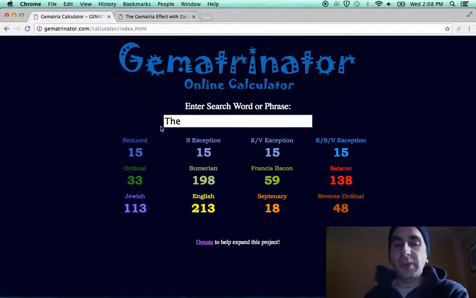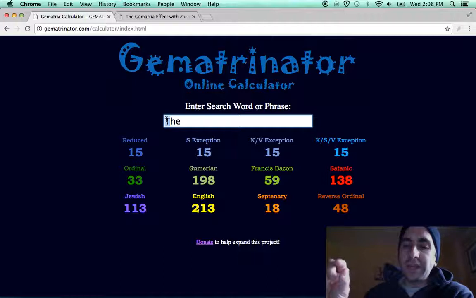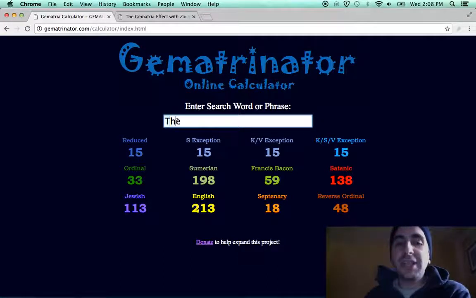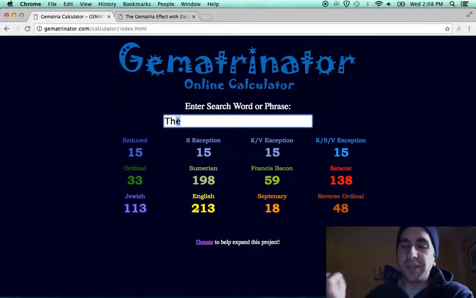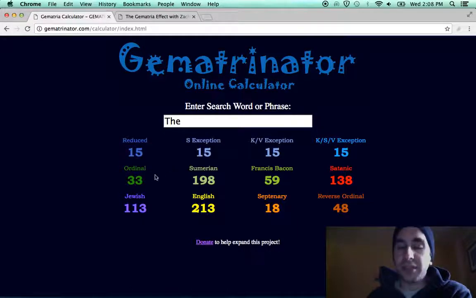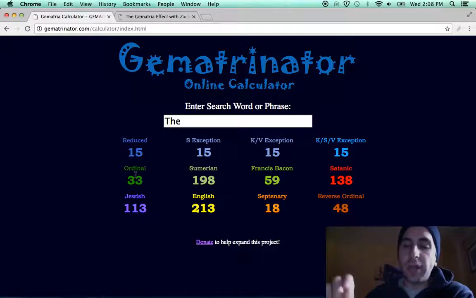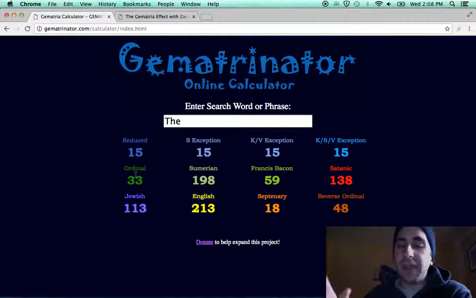But the way this works is T is the 20th letter. 20 in numerology is 2 plus 0 equals 2. H is the 8th letter. E is the 5th. So it becomes 2 plus 8 plus 5 equals 15. Notice just below that English ordinal, it says the is 33. Ordinal is just using the alphabetic order. T is 20, H is 8, E is 5, add it together, the 33.